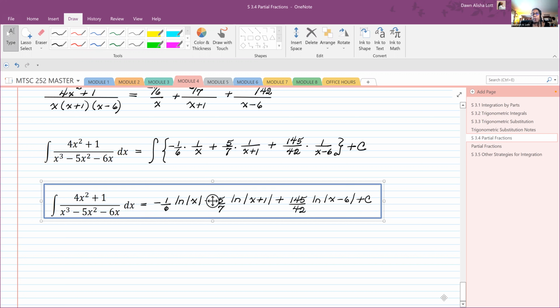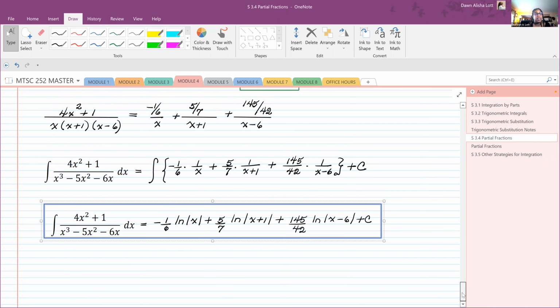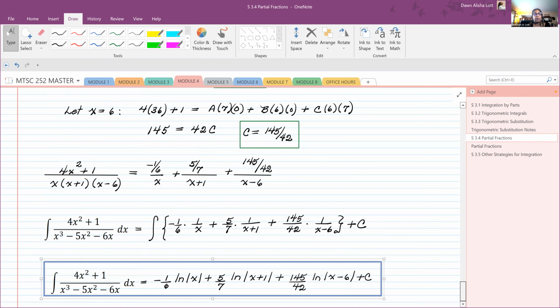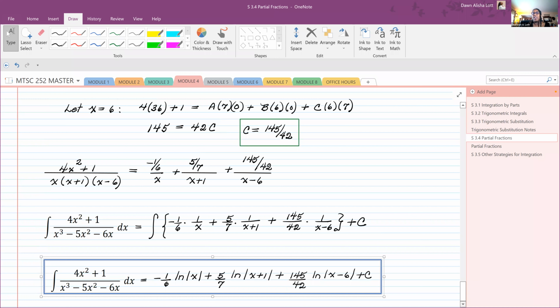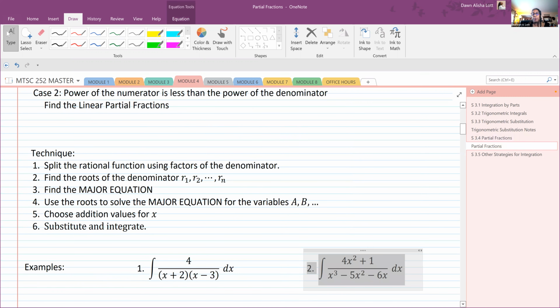Questions about that problem? So those are two problems that we solved with linear factors. The next type of problem, of course, everything can get a little bit more difficult. The next type of problem is when we have repeated roots.